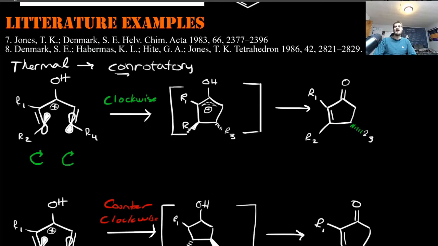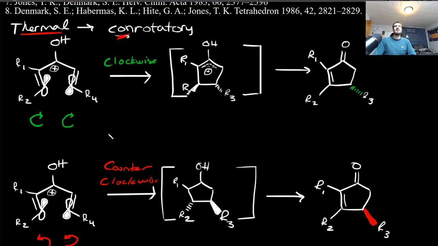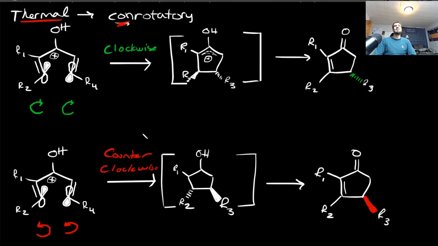Alright, so for the third literature example, these are the references. These guys explored the torquoselectivity aspect of Nazarov cyclization. So like I said, we're in thermal conditions, so we're in conrotatory movements. So it's either clockwise or counterclockwise. And when you have 2 substituents on one side, you eliminate in a way to produce a more substituted alkene. So the one stereocenter that you keep is the one, in this case, on the right side.